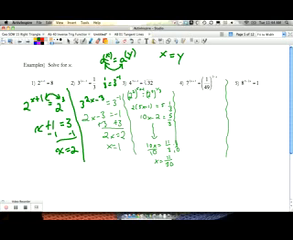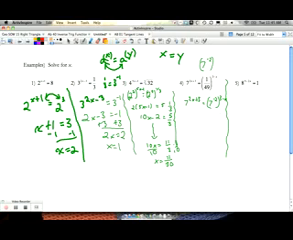This one's similar to number 2. If you look at it, I have 7 to a power. 1 over 49 is really 7 to the negative 2. So I'm going to start out with that. I got 7 to the 2x plus 3 equals 7 to the negative 2 to the 3 minus x.